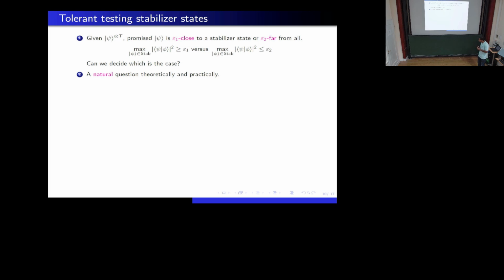For tolerant testing, there's this long line of research, even classically, on why you can tolerant test some quadratic functions and linear functions, and it has implications to MIP and PCPs. So potentially this could be useful in more complexity theory, quantum complexity theory.